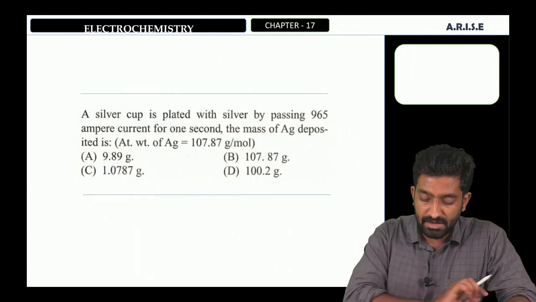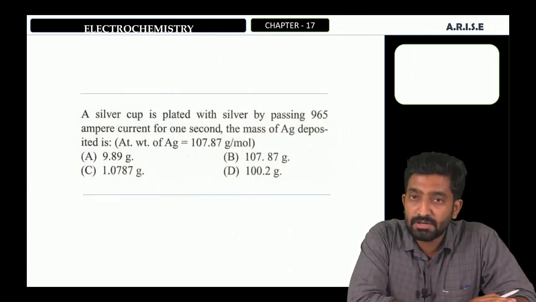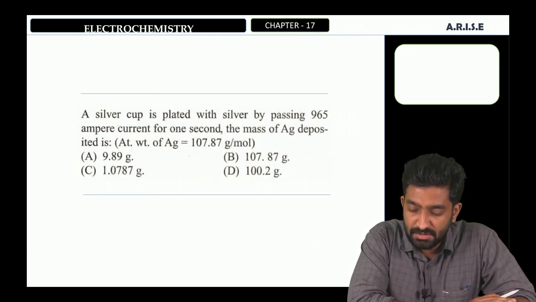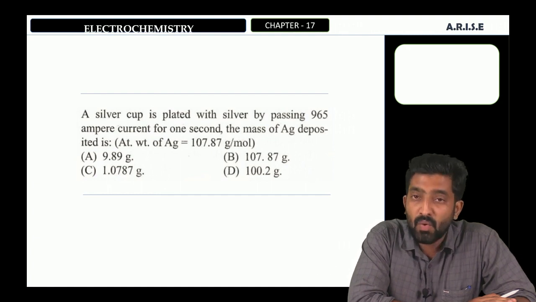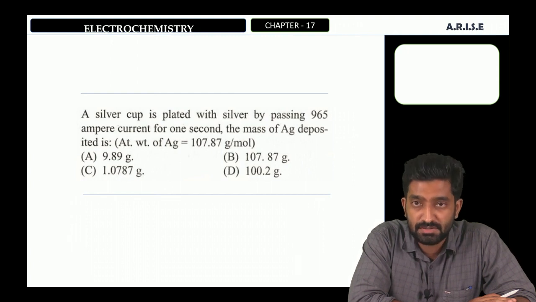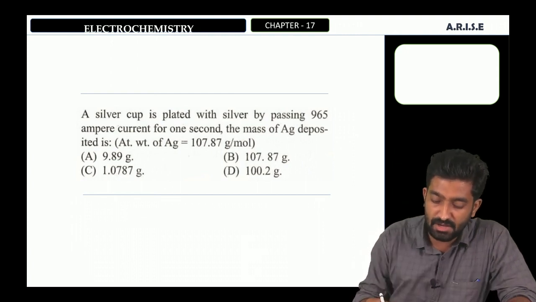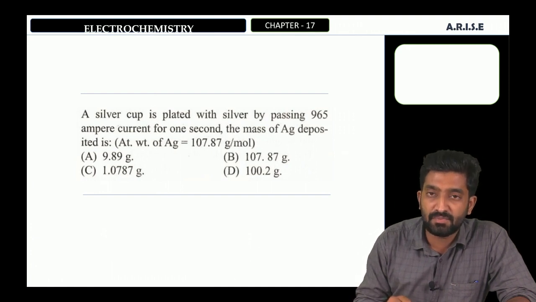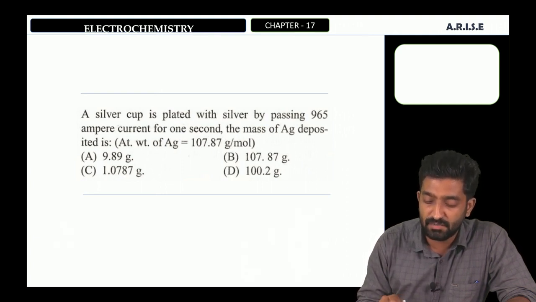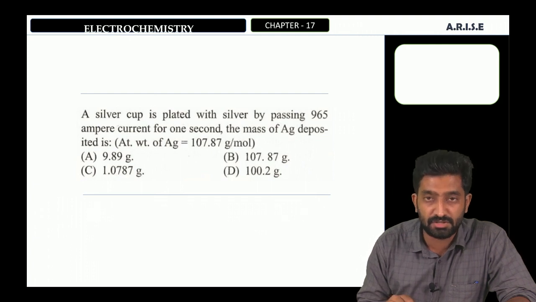And the next question. A silver cup is plated with silver by passing 965 ampere current for 1 second. The mass of silver deposited is. The given terms are, the current is 965 ampere, and the time taken for this electrolysis is 1 second. We need to find out the mass of silver deposited.